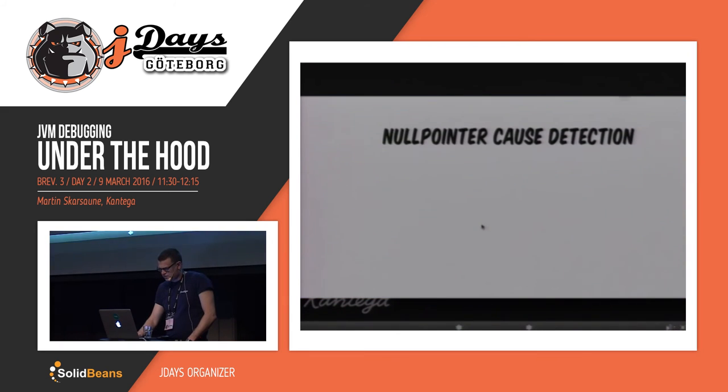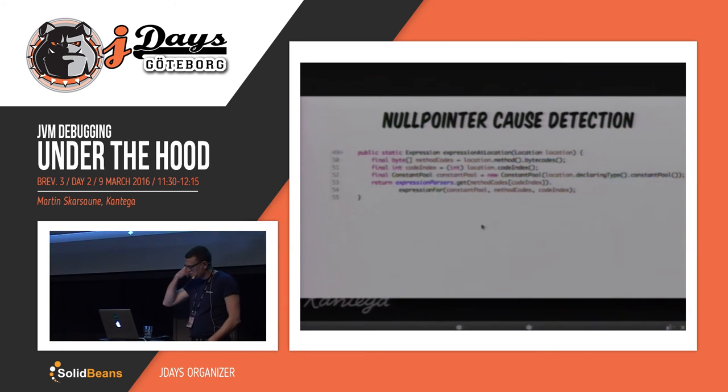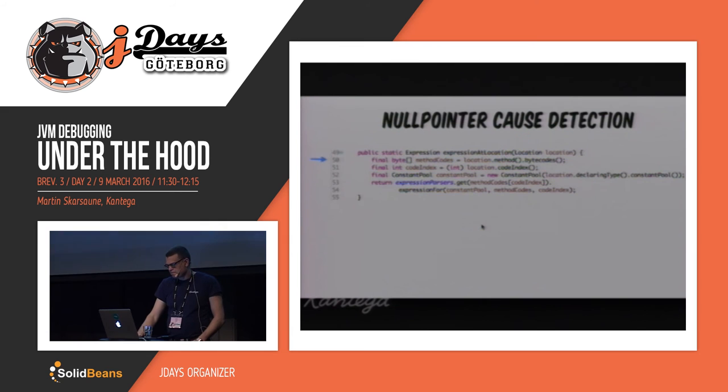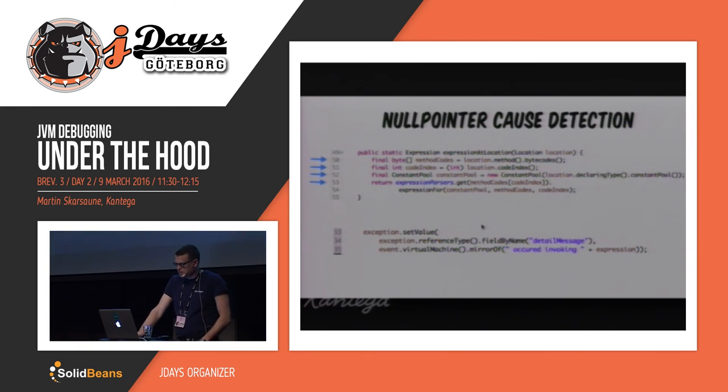I thought the code for this is really quite straightforward. As I said, I can get the bytecodes from the method. I can figure out where in the bytecodes this is. I will have to parse the constant pool. There's a bit more technicalities there. Find out what this is. On the exception, I will find the instance variable named detail message of the exception class.